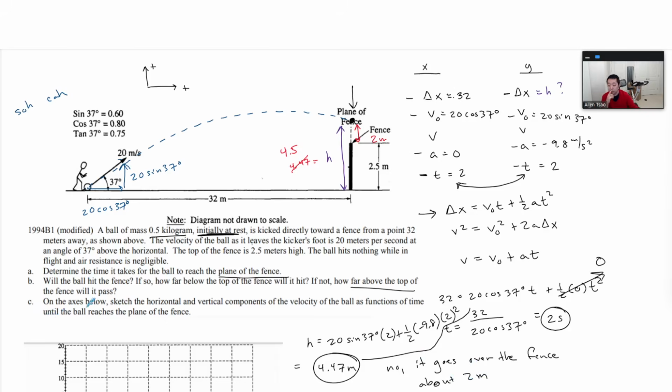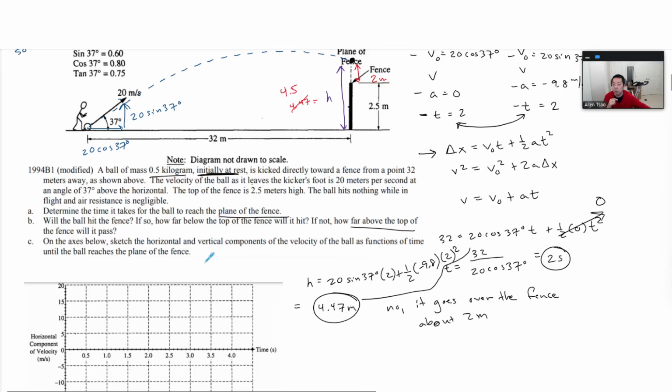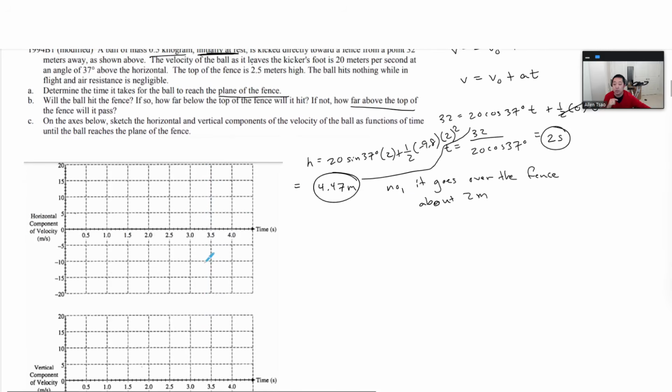Okay. Cool. On the axis below, sketch the horizontal and vertical components of the velocity of the ball as functions of time until the ball reaches the plane of the fence. Okay, so it reaches the plane of the fence. That's at 2 seconds, so I want to stop here.